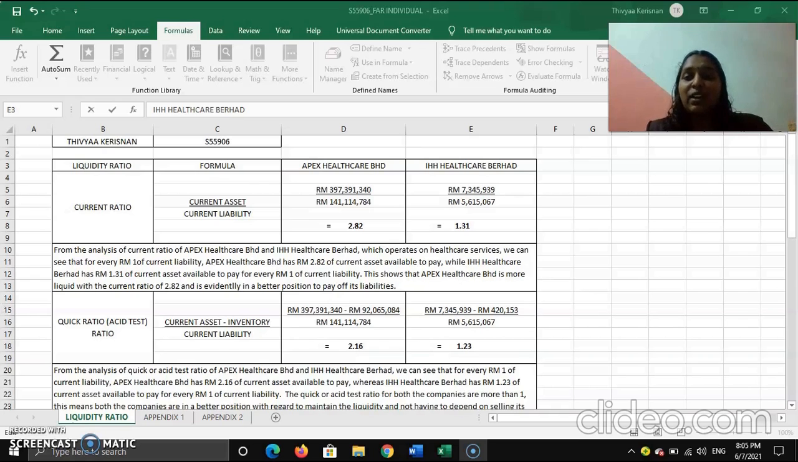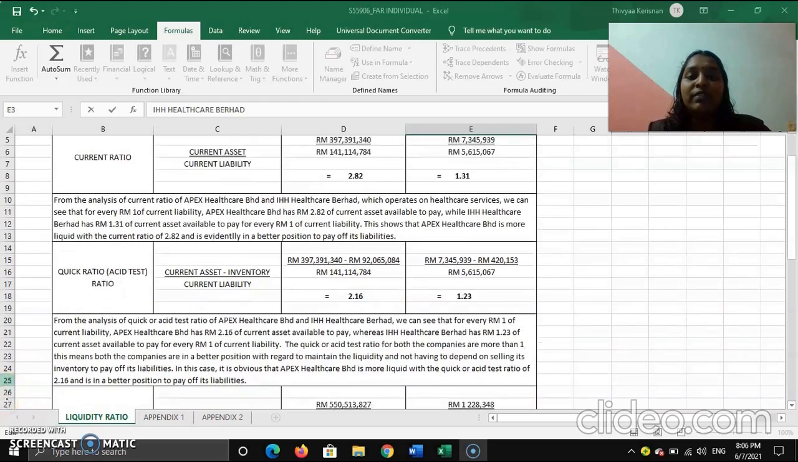From the analysis of current ratio of APEX Healthcare Berhad and IHH Healthcare Berhad, which operate in healthcare services, we can see that for every 1 ringgit of current liability, APEX Healthcare Berhad has 2 ringgit and 82 cents of current asset available to pay, while IHH Healthcare Berhad has 1 ringgit 31 cents of current asset available to pay for every 1 ringgit of current liability. This shows that APEX Healthcare Berhad is more liquid with the current ratio of 2.82 and is evidently in a better position to pay off its liabilities.